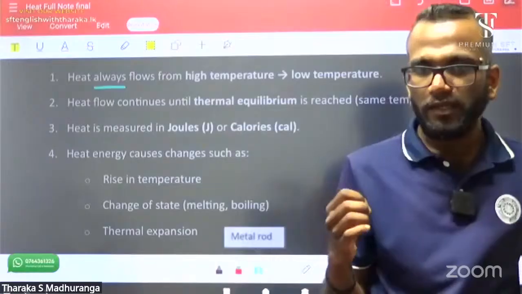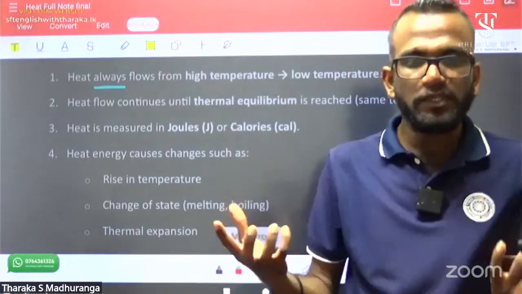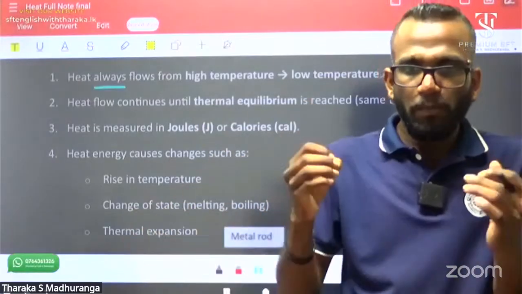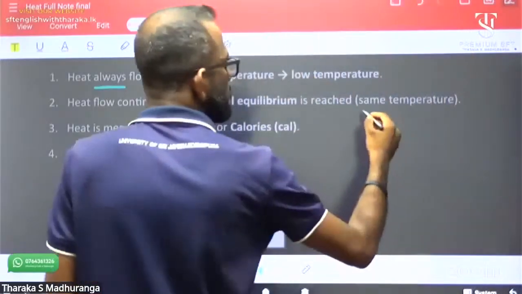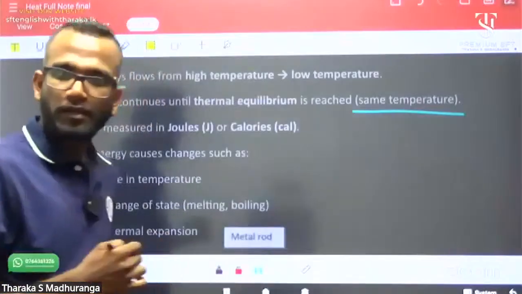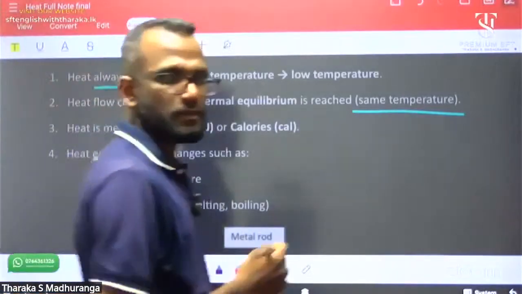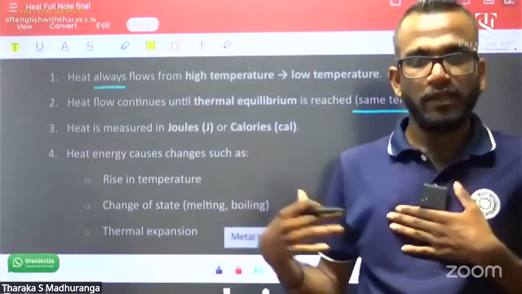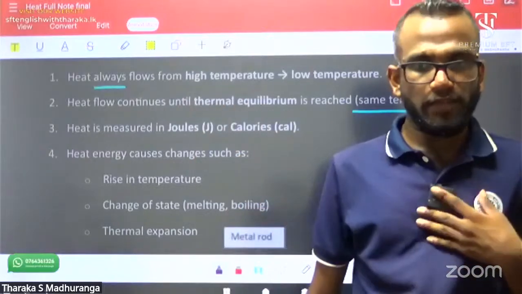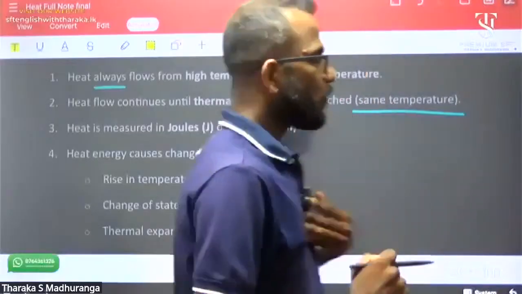Are you good? Thermal equilibrium means both substances or both regions or both sides get the same temperature. Understood? These basic things are very important to discuss the difficult advanced part in the heat lesson. That's why I slowly explain.